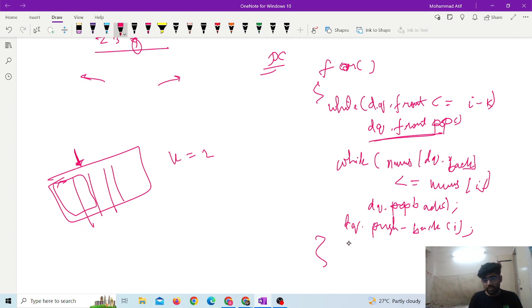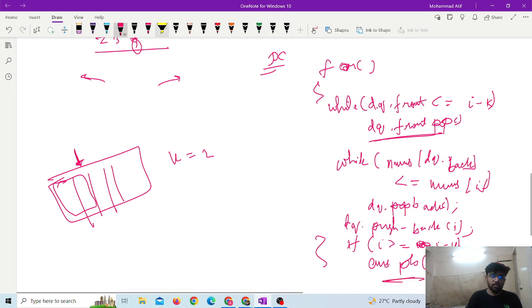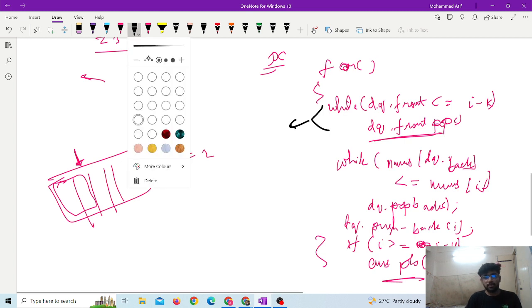So what I will do is, if in case my I is greater than equals to k, I minus k, I will simply push back into answer, answer dot push back nums of dq dot front. Now try to think what this was doing.